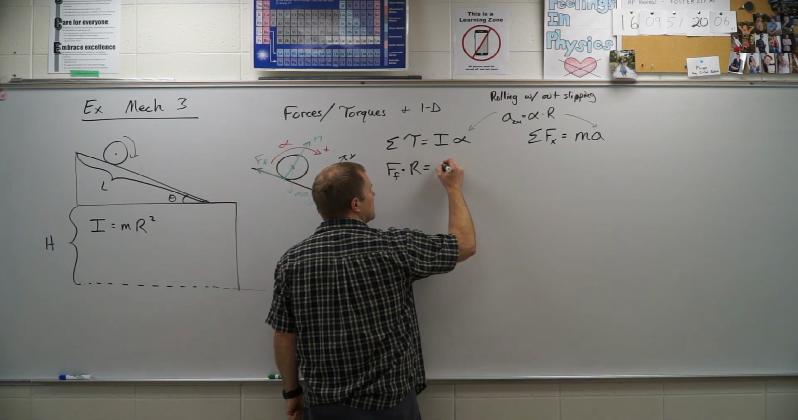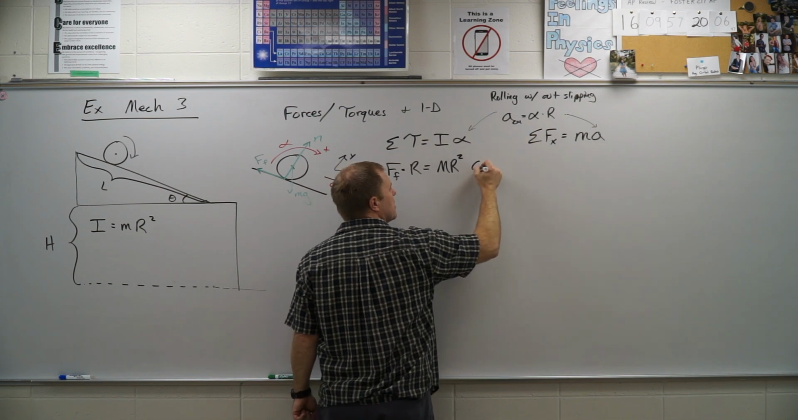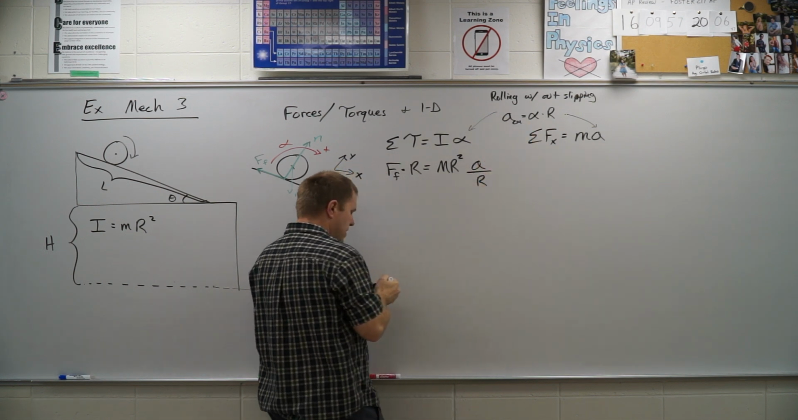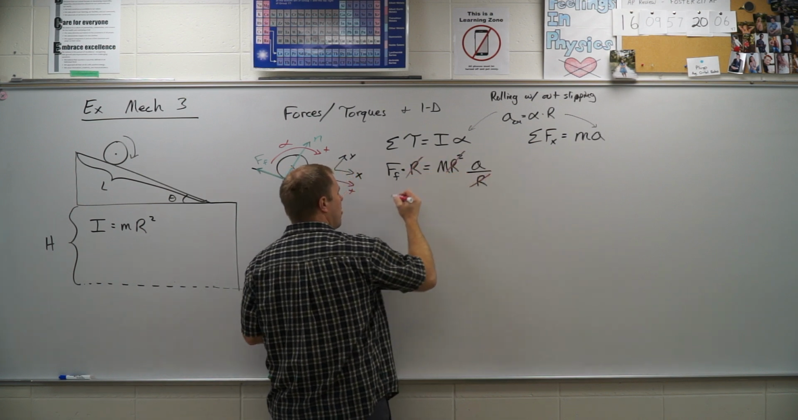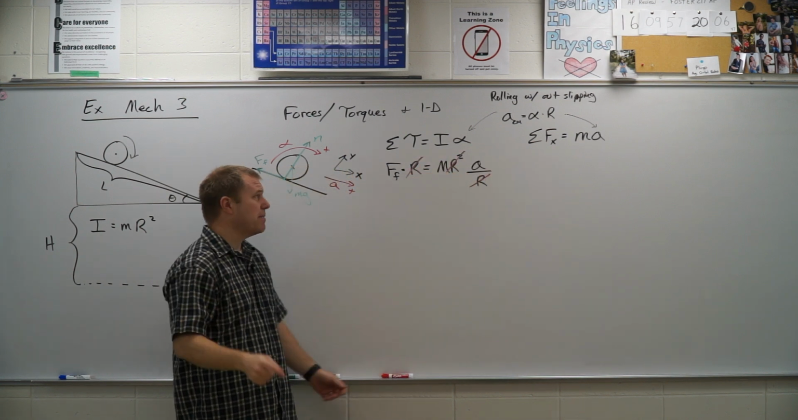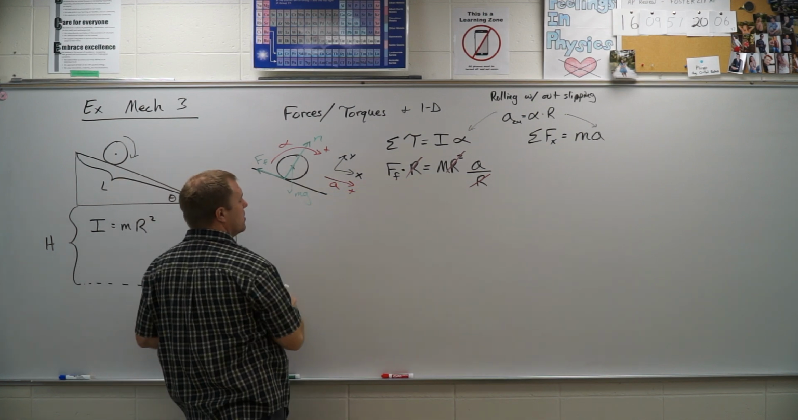I can make my substitution, mr squared. Alpha, I can make my substitution that it's a divided by r. The big benefit here is what happens to all those r's is they all cancel. That's a big benefit. All right, now I need to create my x equation.